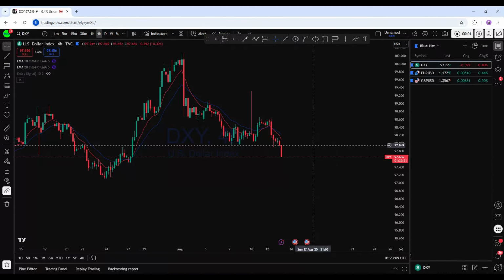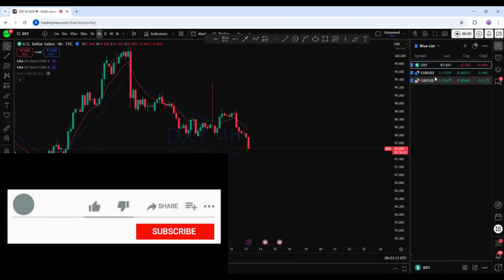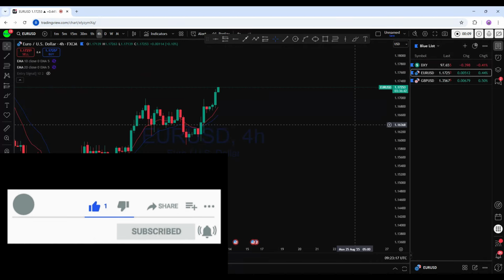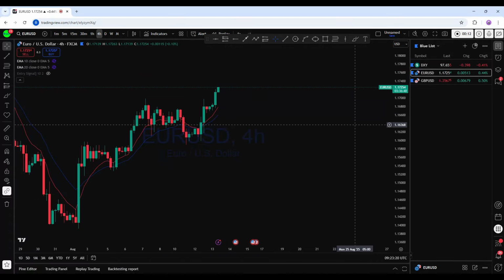Hello trader, welcome back to another daily trade analysis looking at DXY, Euro dollar and British pound US dollar. Three of these instruments currently showing significant trading opportunity on the lower time frame.